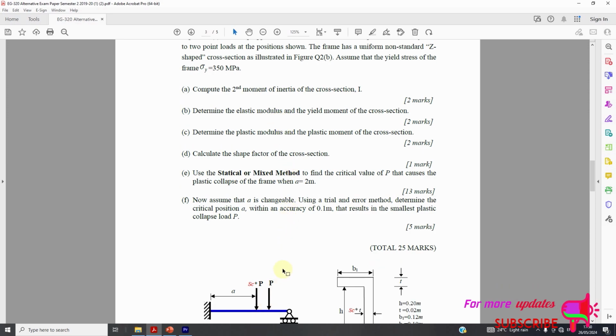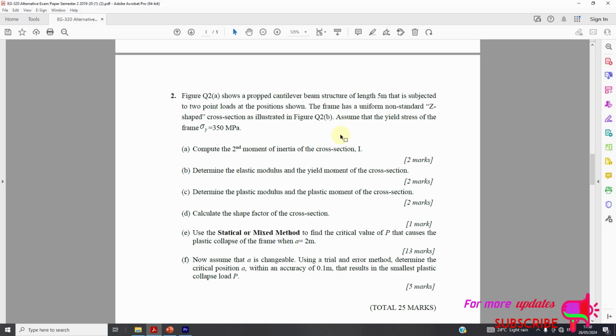The frame has a uniform non-standard Z shape cross section as illustrated in figure Q2B. Assume that the yield stress of the frame, that is stress Y, is equal to 350 MPa. Now compute the second moment of inertia of the cross section, that is the I section.